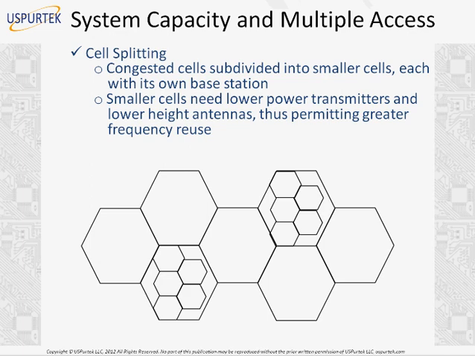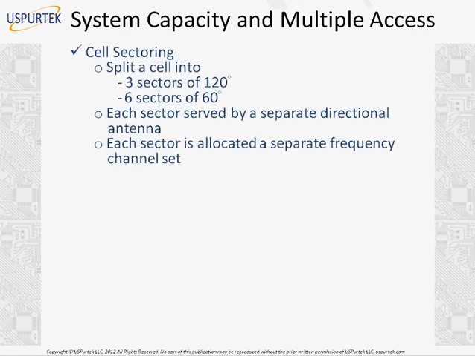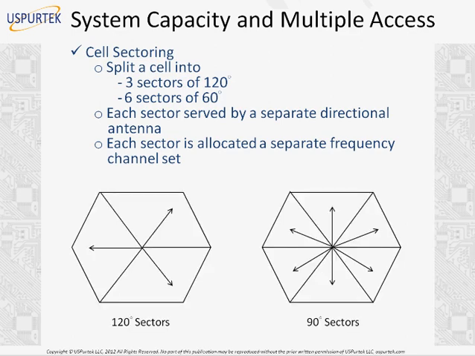Now, one technique is cell splitting. What the carriers will do, this has been used in 2G networks before, is take the congested cells which have more user population, like maybe in a downtown area or in a market area where we have so many mobile users, and divide the cell into smaller cells, each with its own base station. So it is pretty much straightforward. But smaller cells need lower power transmitters and lower height antennas, thus permitting greater frequency reuse.